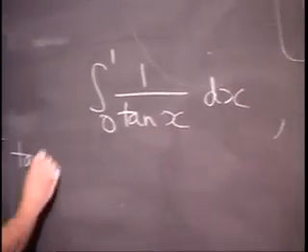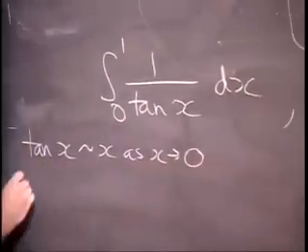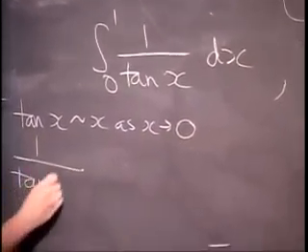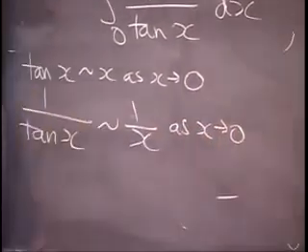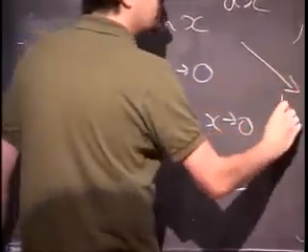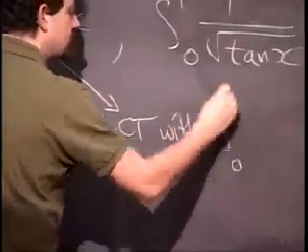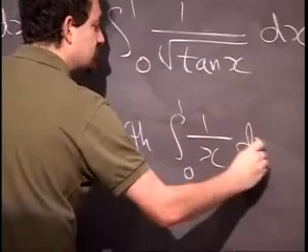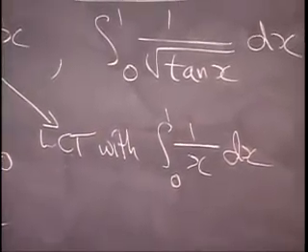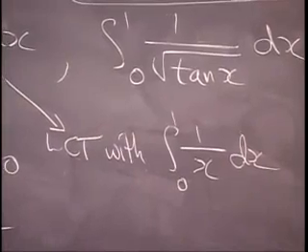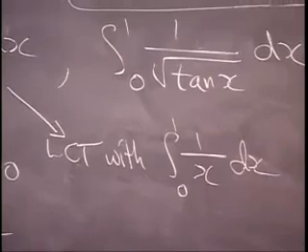Well, tan x behaves like x as x goes to 0. So 1 over tan x behaves like 1 over x as x goes to 0. So for this one, I'm going to use the limit comparison test with the integral of just 1 over x. After all, 1 over tan x behaves like 1 over x at the problem spot. Does that diverge or converge? Diverges by the p-test.